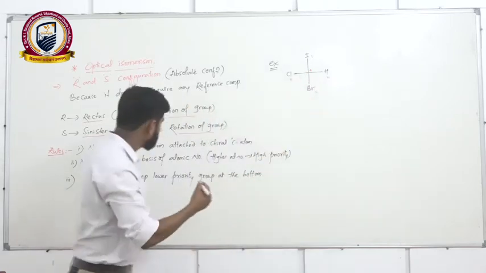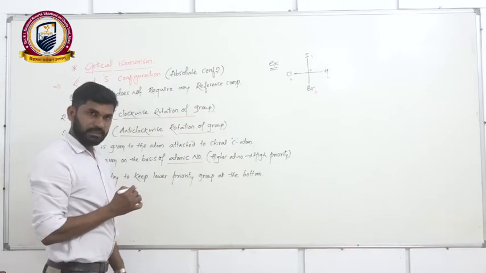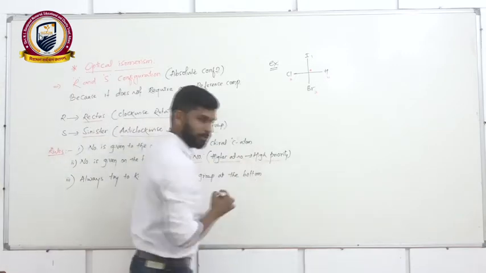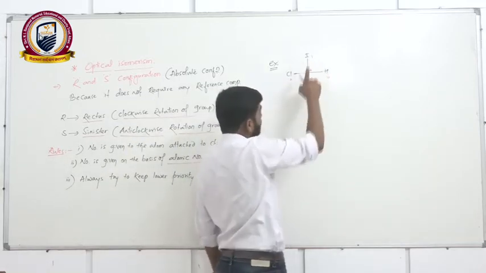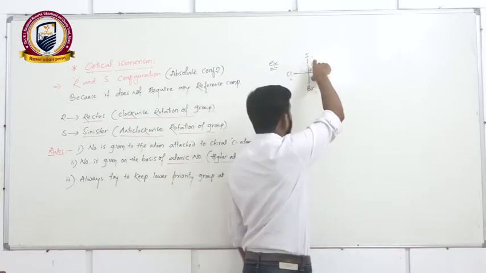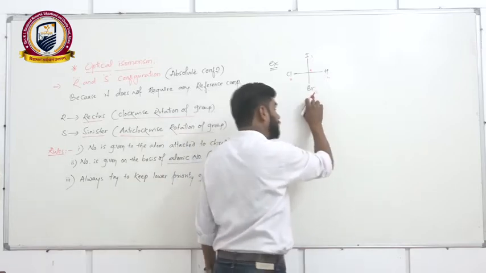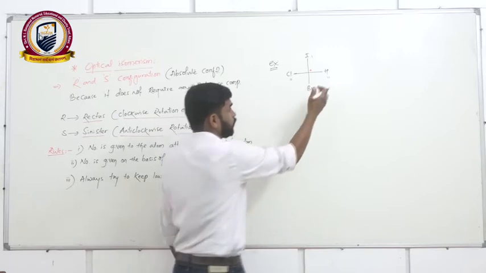The number is given on the basis of what here? The number is given on the basis of atomic number, right? How is the number given? The higher the atomic number, the higher the priority. Iodine has the highest atomic number compared to bromine and chlorine, that's why the first priority will be given to iodine, second priority will be given to bromine, and third priority will be given to what?